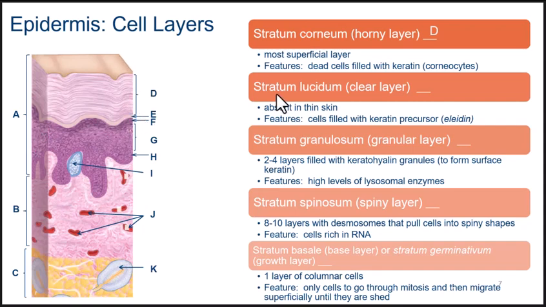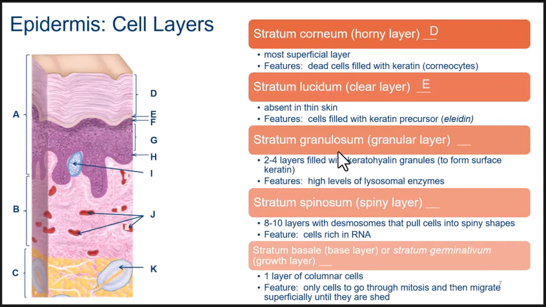The stratum lucidum, this layer is only found in thick skin, so it's absent in thin skin, and it's composed of dying cells that are filled with a substance called eleidin. And eleidin is a precursor to keratin. So because of eleidin, we can produce keratin. And that layer is shown here.